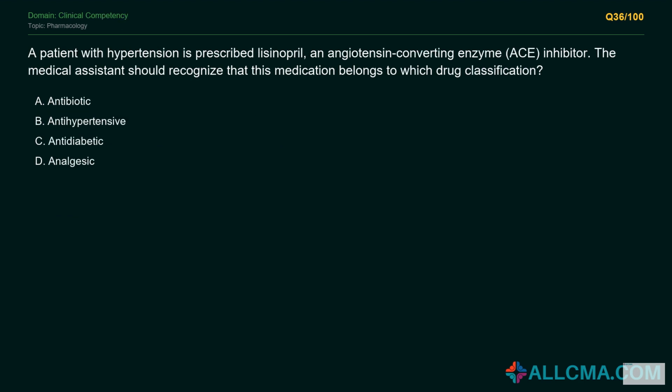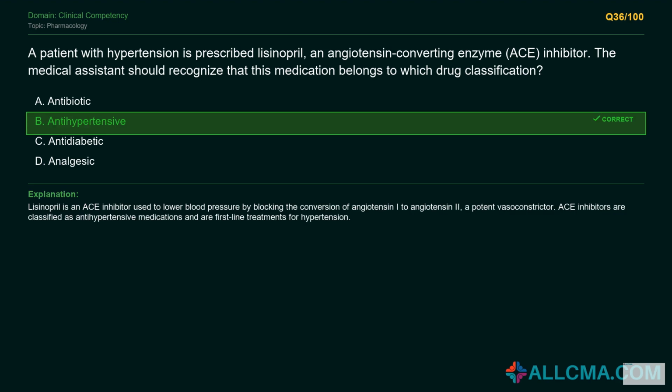Question 36. A patient with hypertension is prescribed lisinopril, an angiotensin-converting enzyme, ACE, inhibitor. The medical assistant should recognize that this medication belongs to which drug classification? Option A, antibiotic. Option B, antihypertensive. Option C, antidiabetic. Option D, analgesic. The correct answer is B.